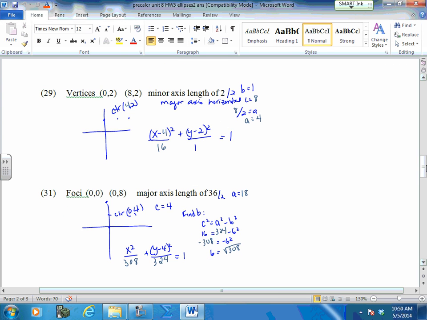Okay, 29. Again, your minor axis this time, the length of it is 2. So from the center to the co-vertex is 1. That's going to be what your B is, 1. And squaring 1 is 1. Find your center.